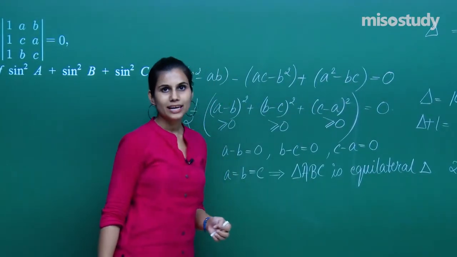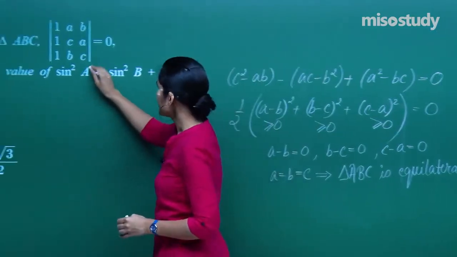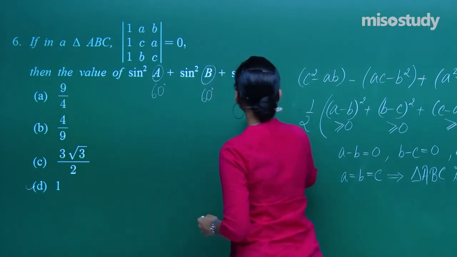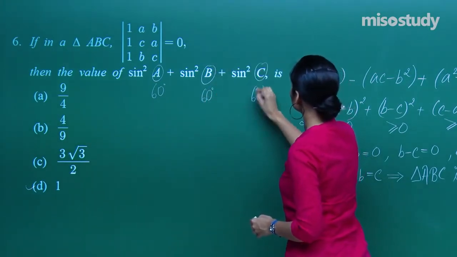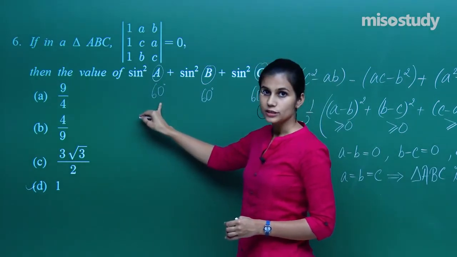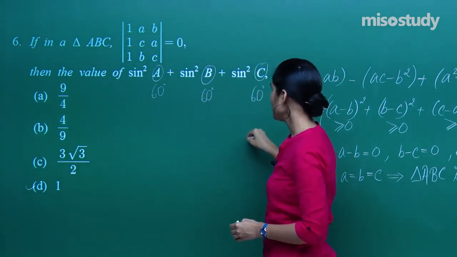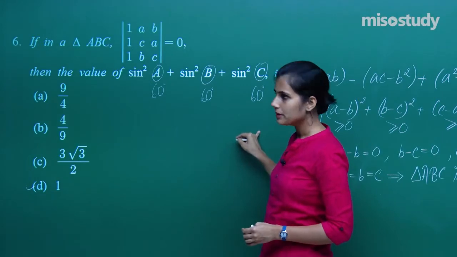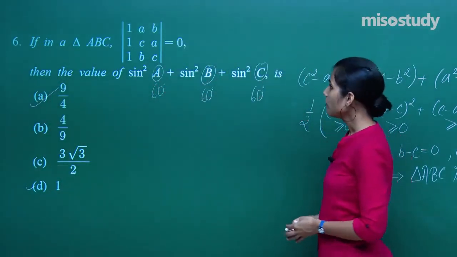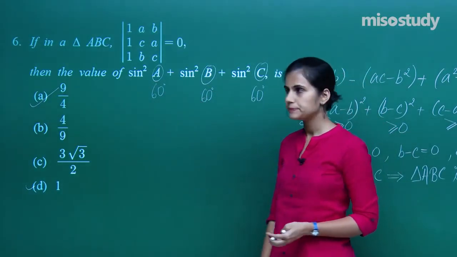Triangle ABC is an equilateral triangle, and therefore every angle is going to be 60 degrees. Angle A is 60, angle B is 60, and angle C is 60. So what you get is sine square 60, that is root 3 by 2 whole square. You get 3 by 4, again 3 by 4, again 3 by 4. 3 by 4 plus 3 by 4 plus 3 by 4 gives you 9 by 4. That's how beautifully these determinants can land up giving you answers of even such expressions.